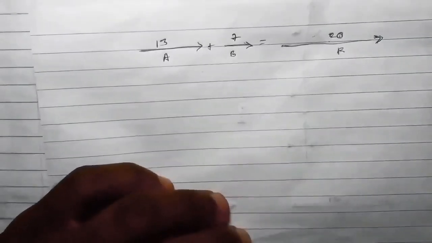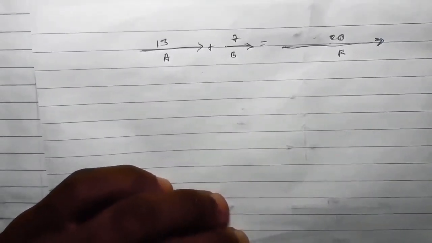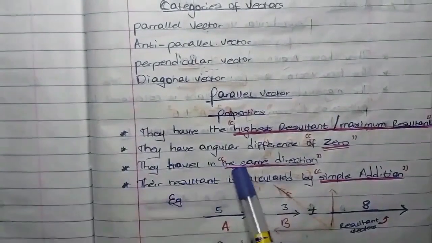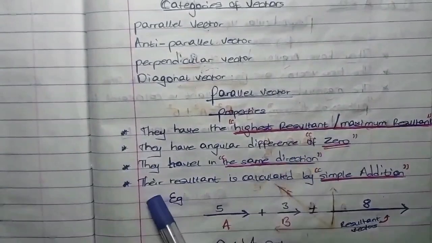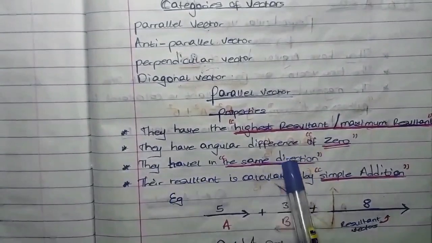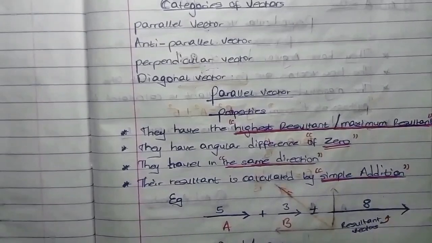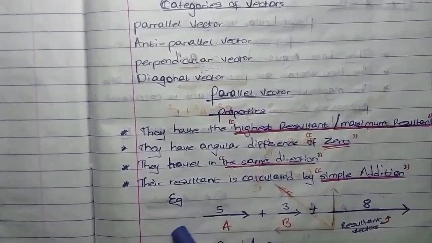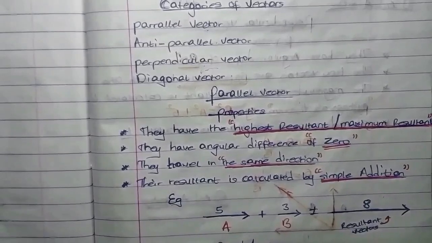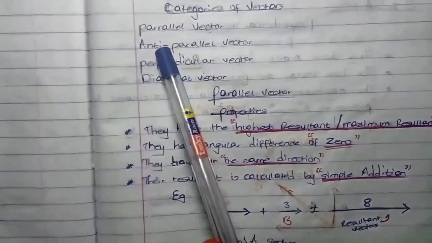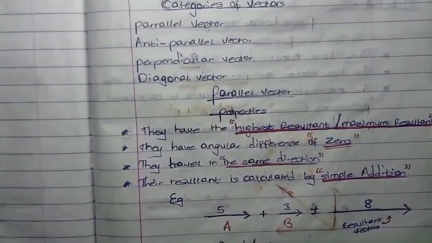Remember, parallel vectors have the highest resultant or the maximum resultant, and they have angular difference of 0. They travel in the same direction, and their resultant is calculated by simple addition. We calculate their total, which is their resultant, by just adding them. Now let's move to anti-parallel vectors.